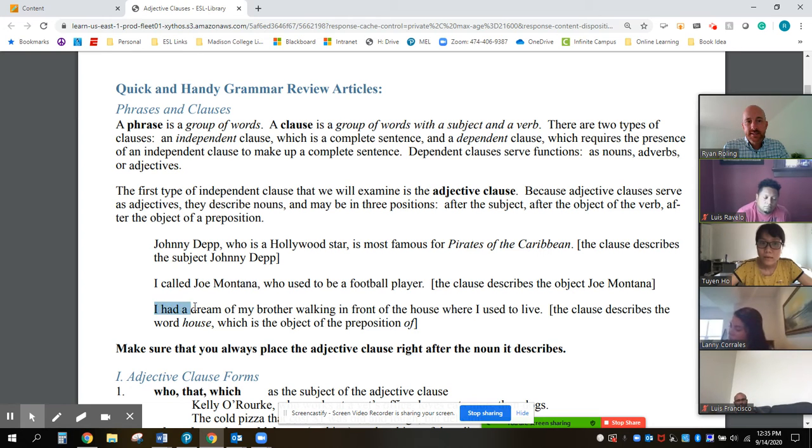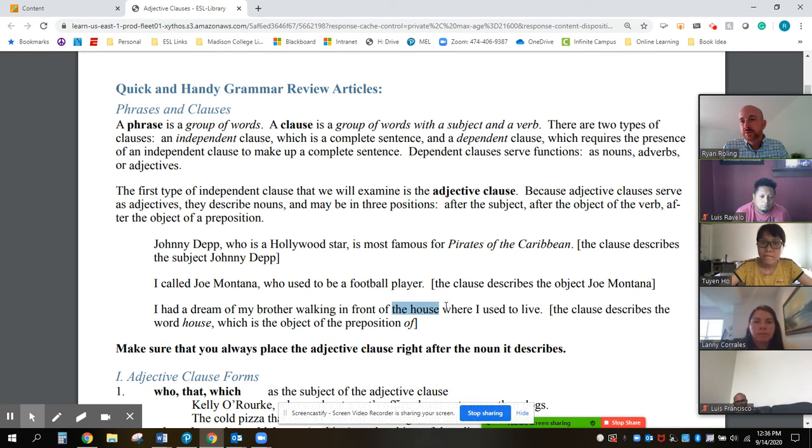In this sentence, I had a dream. The subject is I. Had is the verb. A dream is the object of the verb. And more specifically, a dream of my brother walking. Where was he walking? In front of the house. What house? The house where I used to live. And so here's the preposition of, and here's the house.